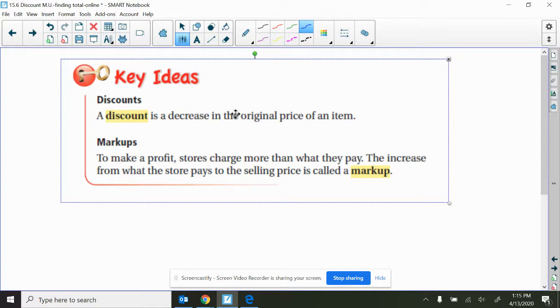So a discount is when the price is decreased, obviously, on an item. A markup is what a store charges in order to make a profit. So they'll buy things at one price and then they will add a percentage to it and then resell it to us as consumers at a higher price, and that's how stores stay in business. So markups are usually a percentage and discounts usually a percentage. So today we're just going to learn to calculate those two different things.